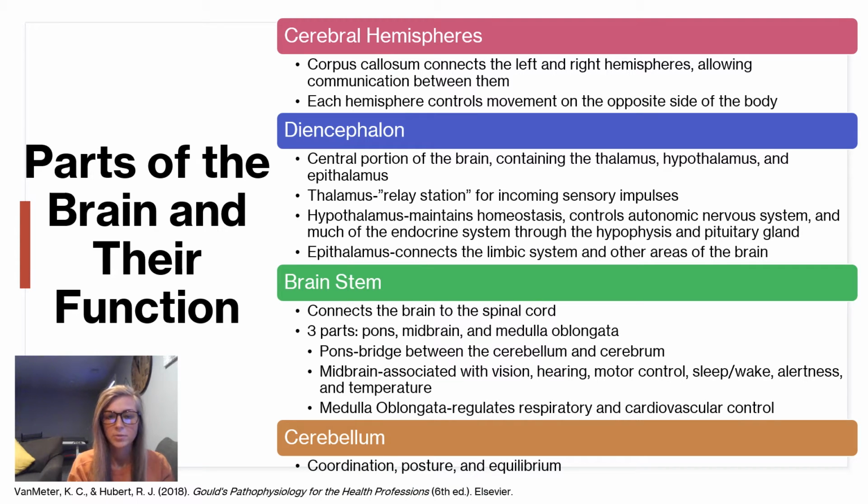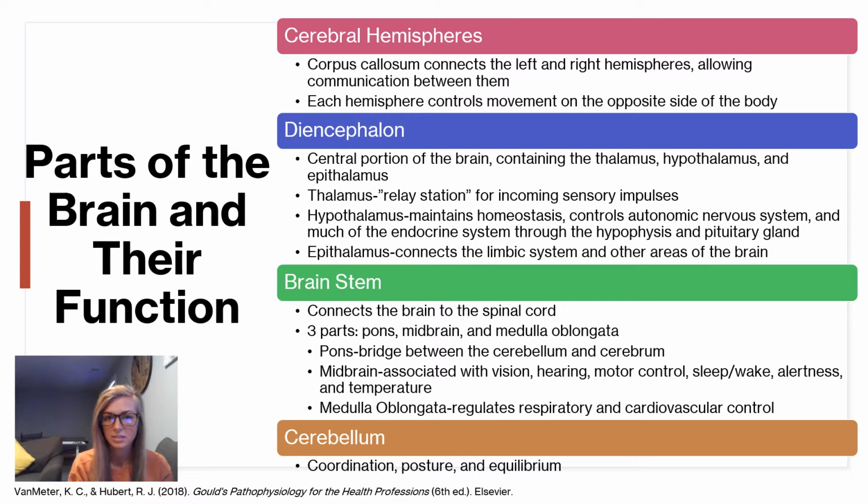There are many different parts to the brain. These are some of the main ones here. The cerebral hemispheres are the two sides of your brain. They are connected by the corpus callosum, allowing for communication between them. And then each hemisphere controls movement on the opposite side of the body. So the right side of your brain controls movement on the left side of your body, and the left side of your brain controls movement on the right side of your body.